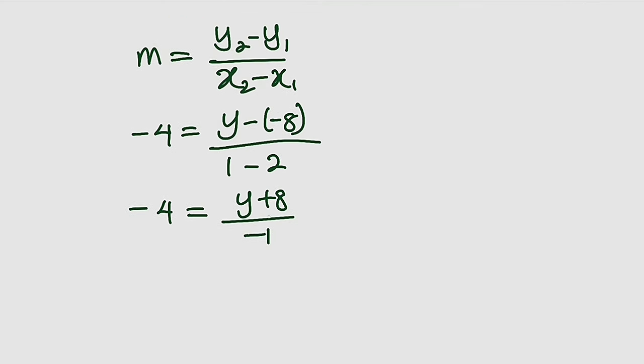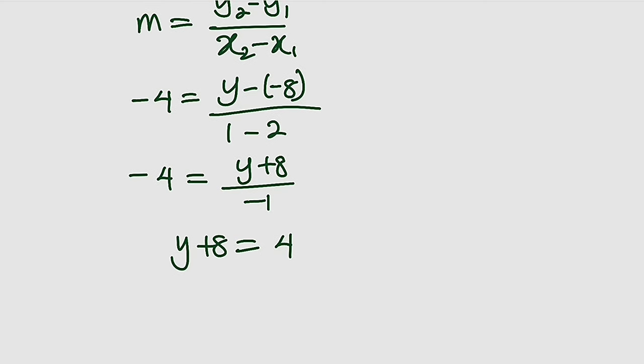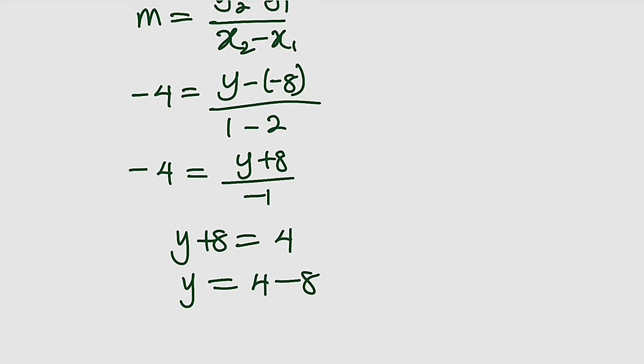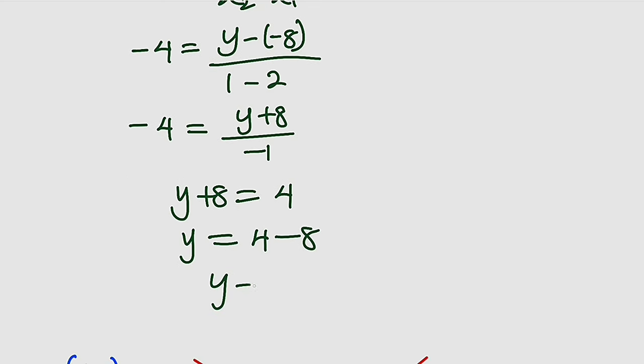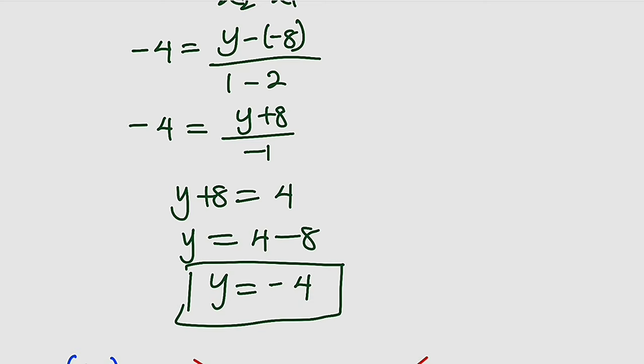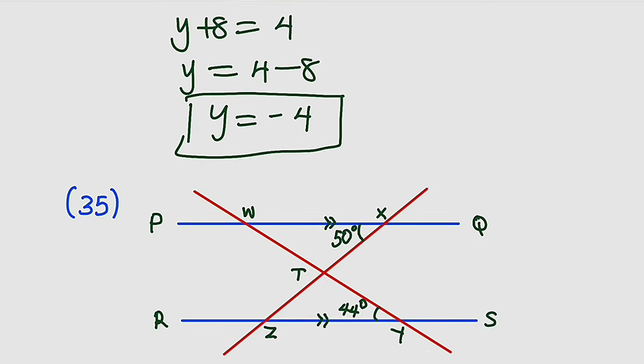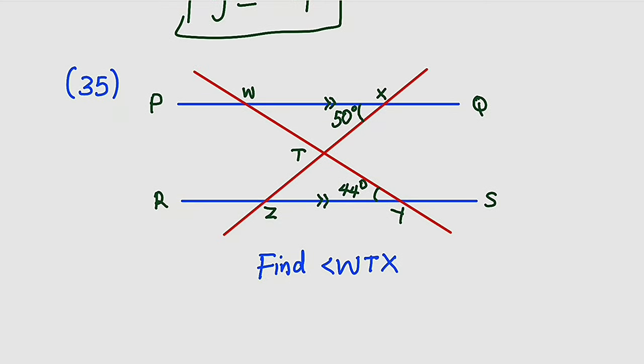Once you cross multiply, take -1 and multiply by -4, that will be +4, and hence y plus 8 is equal to 4. Take 8 to the other side, we have 4 minus 8, and 4 minus 8 is equal to -4, and hence the value of y is -4. Let us move on to question number 35.